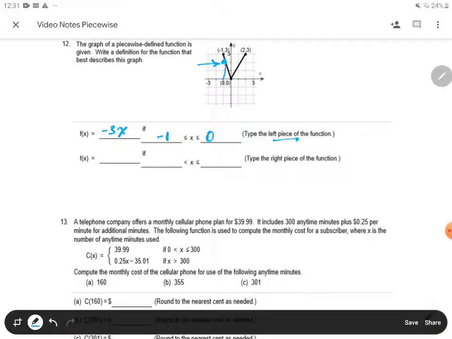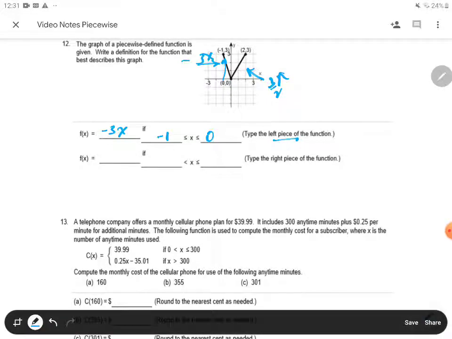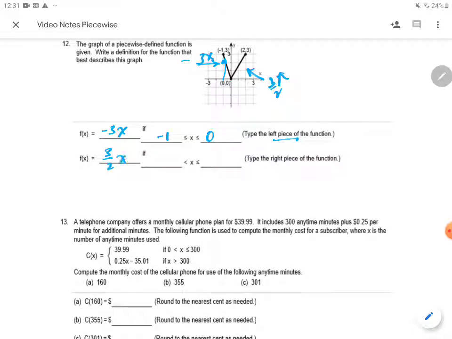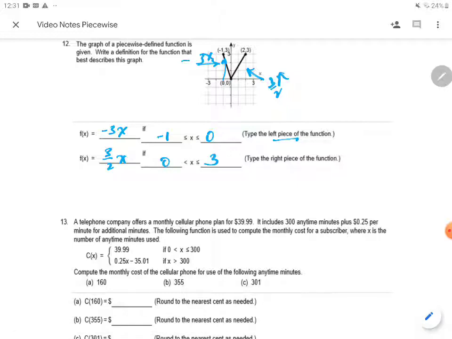Now let's move on to the right piece. So here the slope would be rise over run 3 over 2 and it has a positive slope. So it is just 3 over 2x. This is negative 3x and this is 3 over 2x. If x is between 0 and the highest x value is 3. Sorry, 2, my bad. 2.